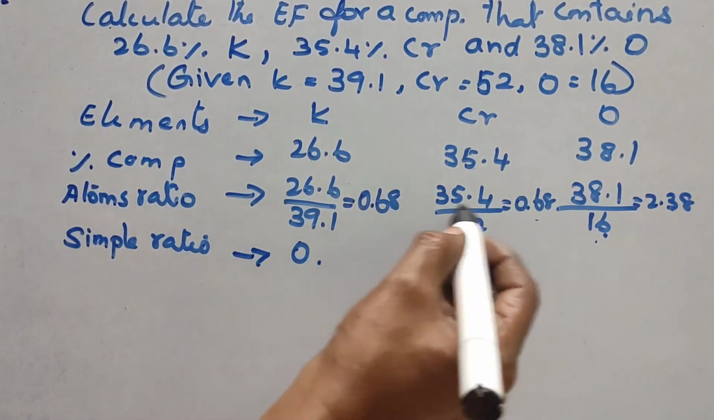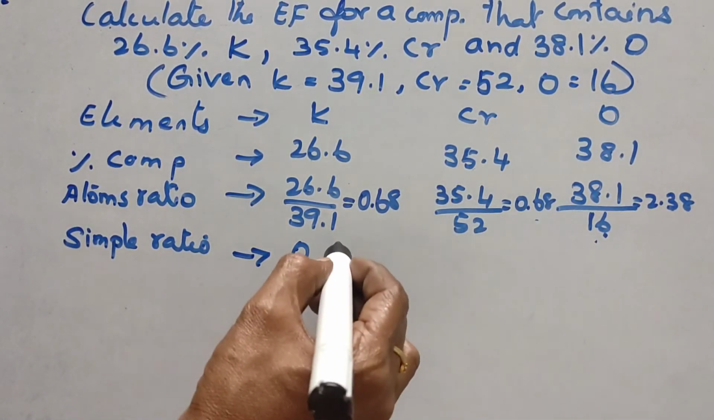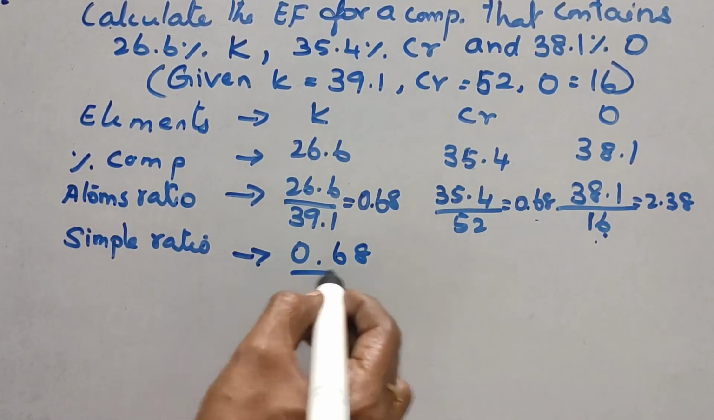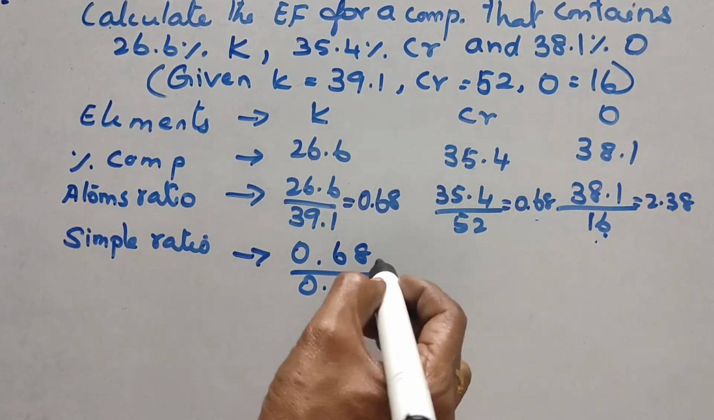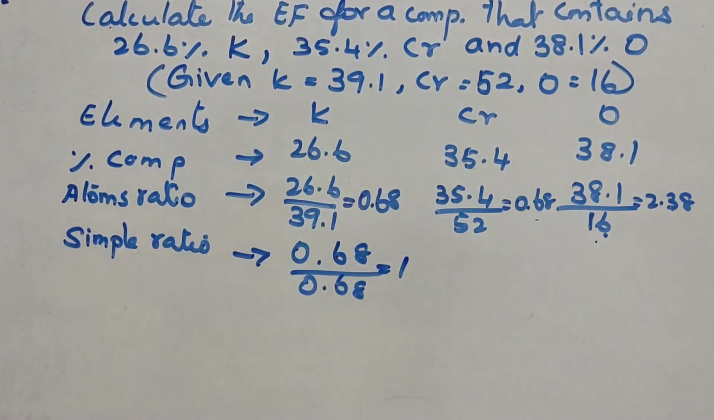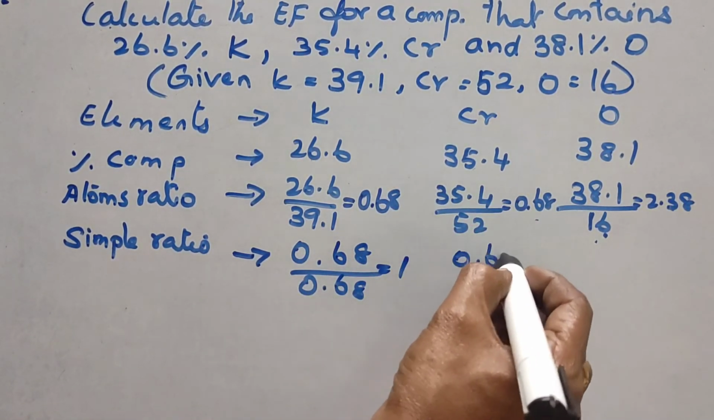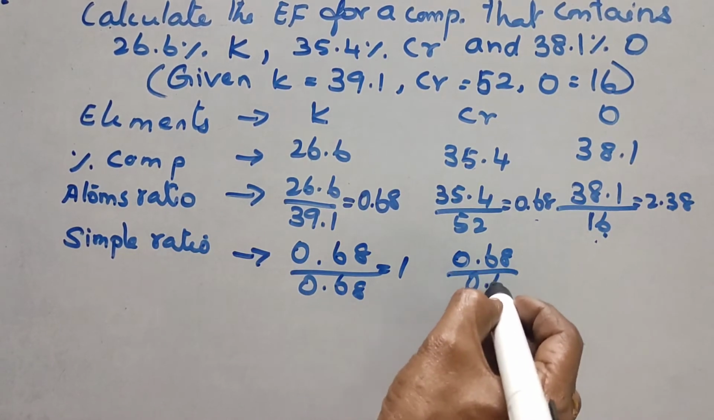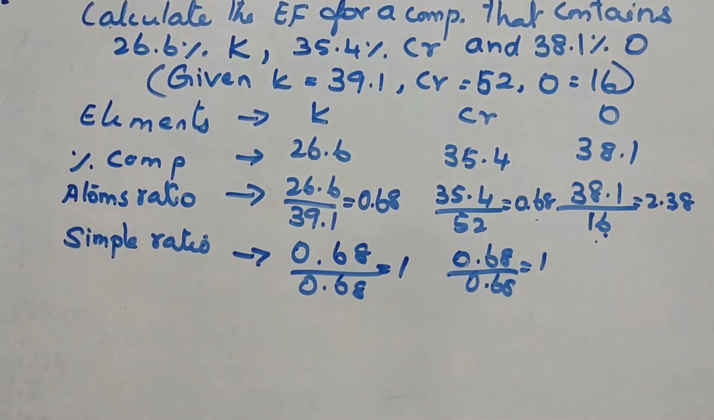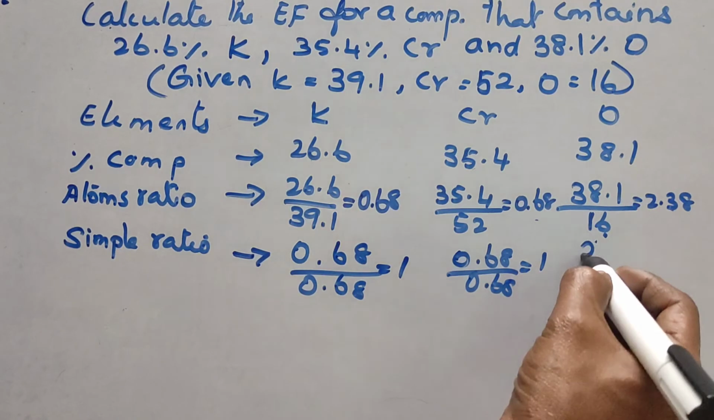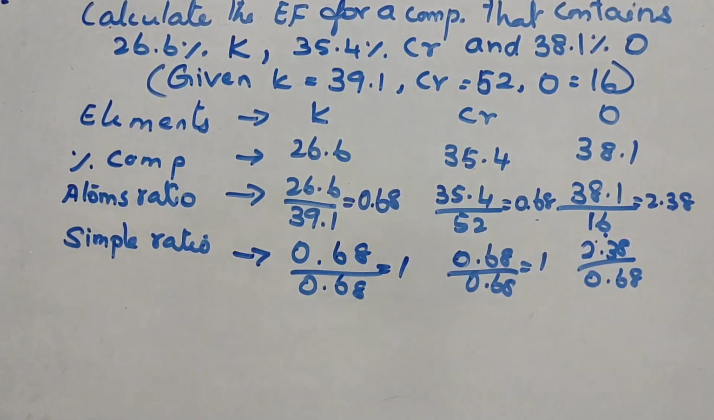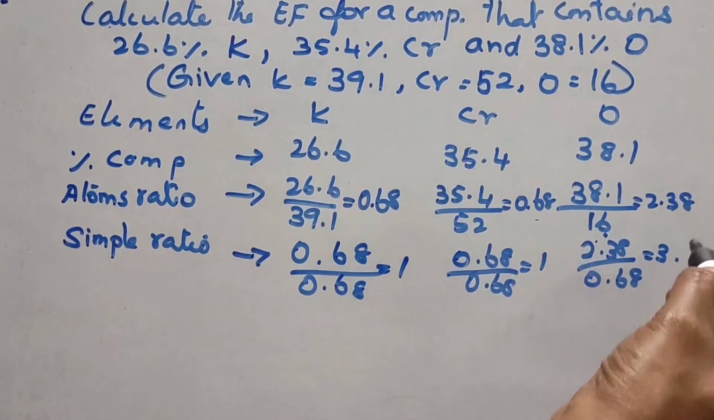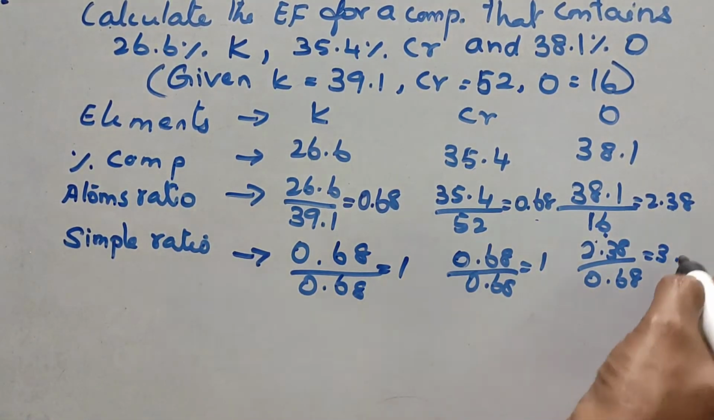So here, in both places, 0.68 is the minimum value. So 0.68 divided by 0.68 is equal to 1. Here also, 0.68 divided by 0.68 is equal to 1. Here, 2.38 divided by 0.68 is equal to 3.5.